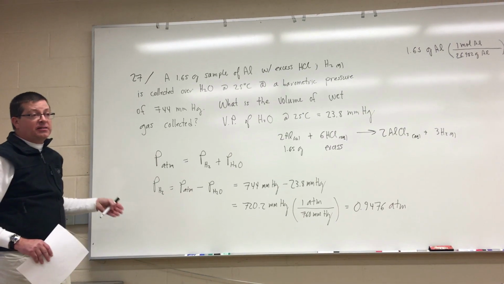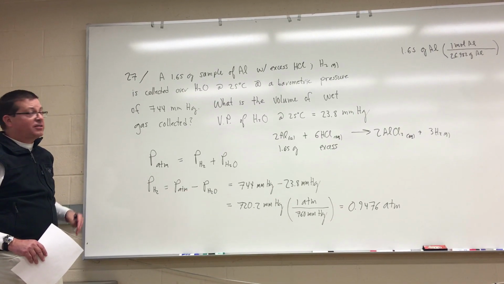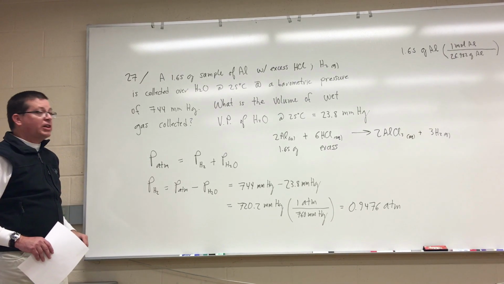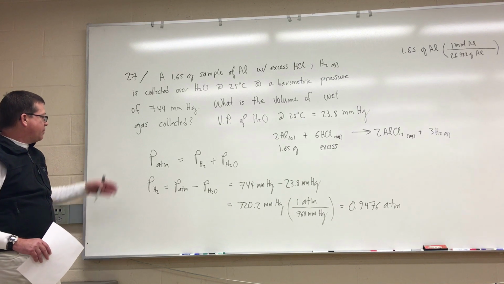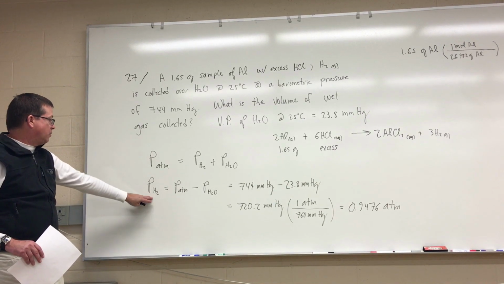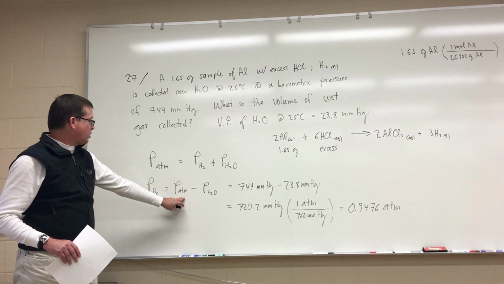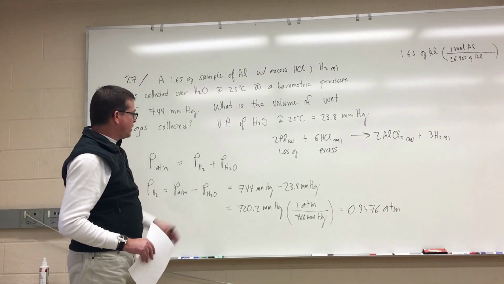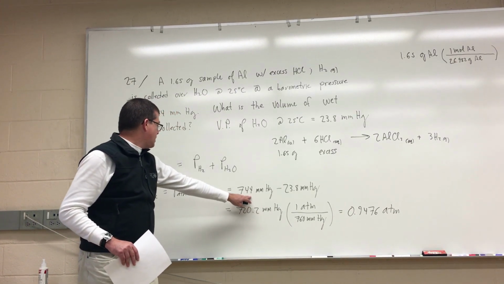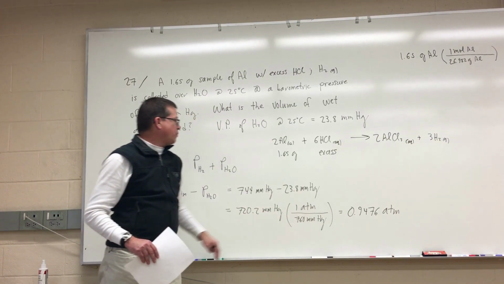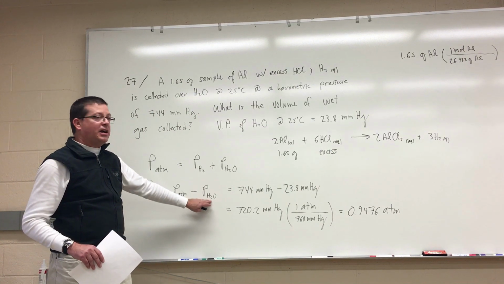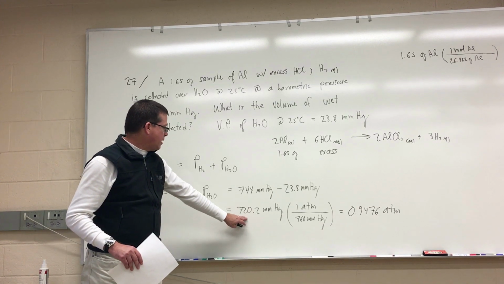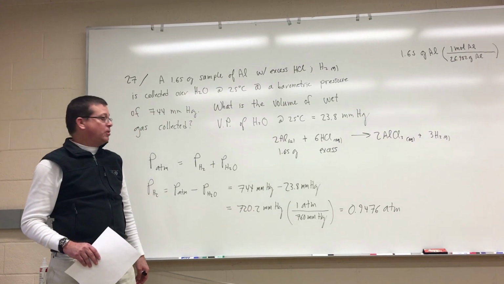Now what I'm interested in, since we're putting this in terms of hydrogen gas, because that's going to be the product that we want, I want to know what the pressure of the hydrogen gas by itself is going to be. So I'm just going to rearrange this equation so that the pressure of the hydrogen is equal to the atmospheric pressure minus the vapor pressure of water. So I can do the math here and figure that out. 744 millimeters of mercury is my atmospheric pressure, minus 23.8 millimeters of mercury, which is the vapor pressure of the water at that temperature. And when I subtract one from the other, I get 720.2 millimeters of mercury.